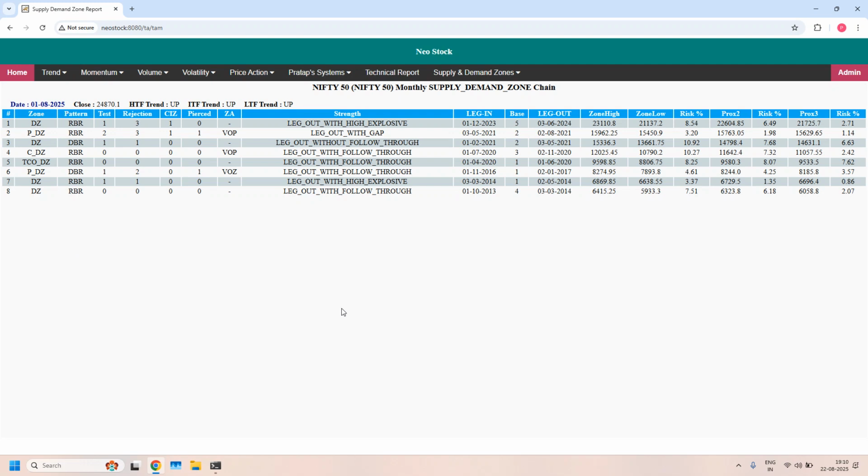In any supply demand zone chain report, always look into the zone column to find the high liquidity zones, and look into the pierced column to find the pierced zones. Also look into the LTF trend to find the trend of the current time frame you have selected. One time frame higher is ITF and one more time frame higher is HTF. Those trends also you can find.